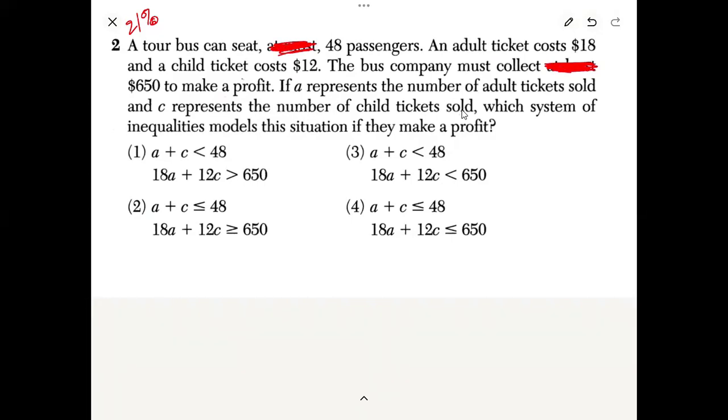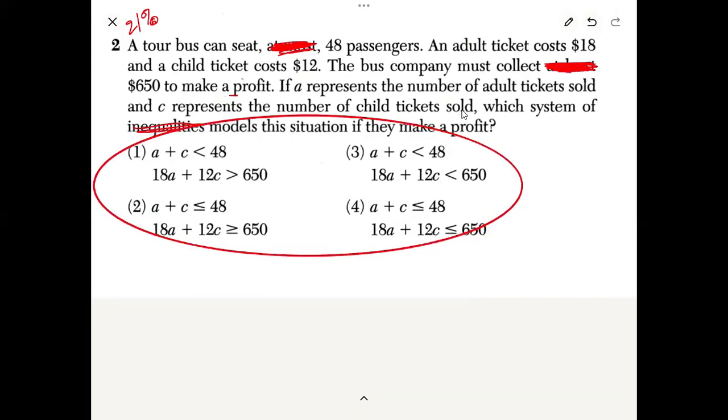I'm going to read it, and then I'm going to go through it. It says a tour bus can seat 48 passengers. An adult ticket costs $18. A child ticket costs $12. The bus company must collect $650 to make a profit. If A represents the number of adult tickets sold and C represents the number of children tickets sold, which system of equations models this situation if they make a profit? I'm going to show you how they came up with these: A plus C is 48, and 18A plus 12C is 650.